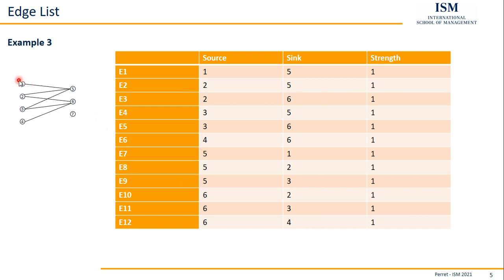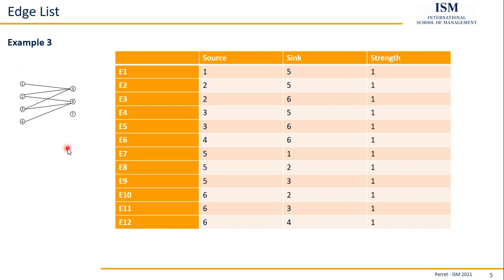Because here, with an undirected network, the link 1 and 5 means there is one edge going from 1 to 5. There's another one going from 5 to 1. That's if you really take this seriously. So this would double the amount of edges.